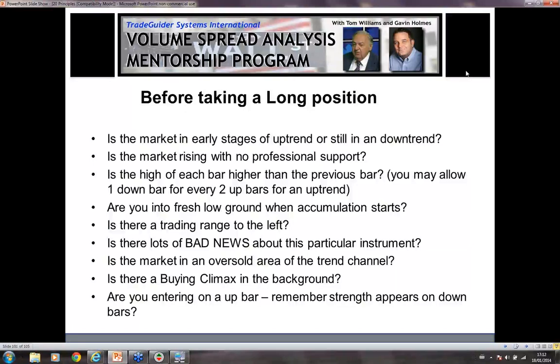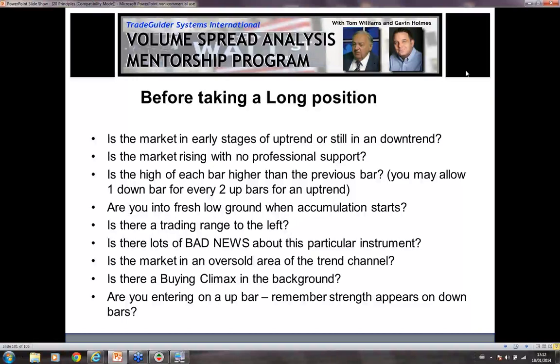I think we're still okay for time. Before you go long, these are some of the bullet points that you must ask yourself. Look at the trend. Are you in an early stage of an uptrend, or are you clearly trending down in different time frames? Remember, you don't want to be long if the market's pushing down on you. Is the market rising with no professional support? I mean, is it going up on no demand? That's not a good place to go long.